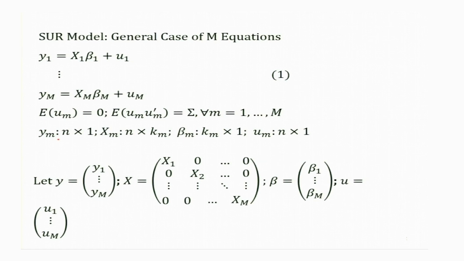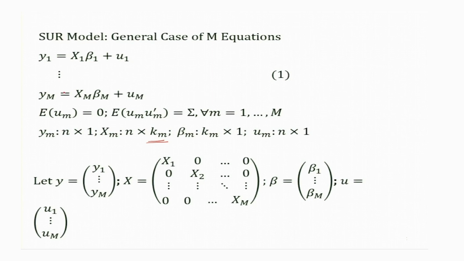Then y m is of order n cross 1, x m is of order n cross k m. So, in the mth equation you have k m explanatory variables. Beta m is of order k m cross 1 and u m is of order n cross 1.